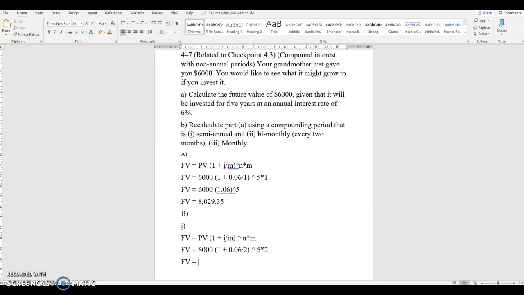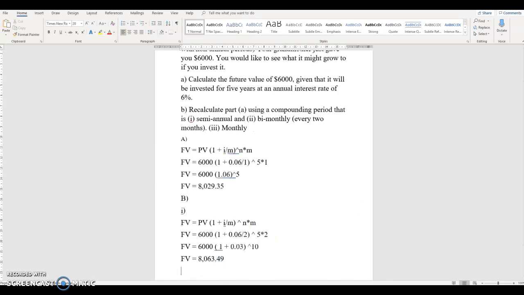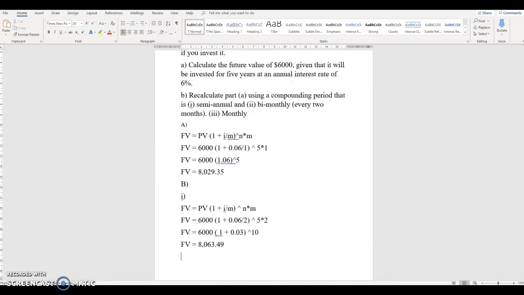Simplifying this formula down again, to the power of 10. And this gives us an answer of $8,063.49. It is a little bit higher because it compounds semi-annually, at the 6-month mark. Now I'm just going to have a look at one where we're going to do monthly. I'm going to skip to the last one that I've got in this question.